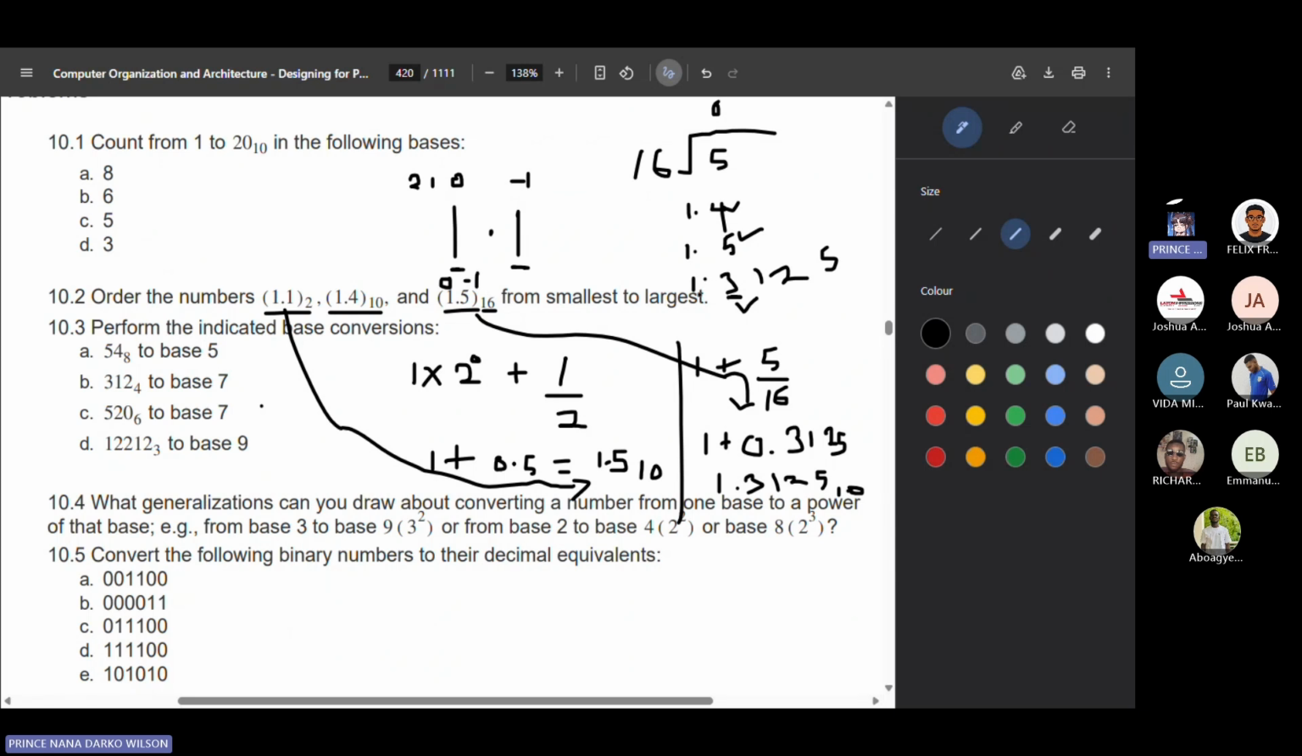So as I said, this is the smallest number. So I expect to see in my answer that this one comes first. So this will be number 1. And then 1.5, 1.4 is the second smallest number, so this one should come second. And finally, this should come third. So smallest and then largest. Yeah, so that's that.